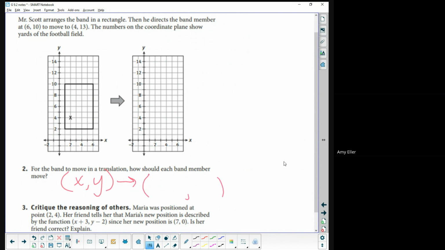We're basically asked, what's the formula? What's the function? So think about that. Look at where somebody started, where they ended. See if you can write the function.